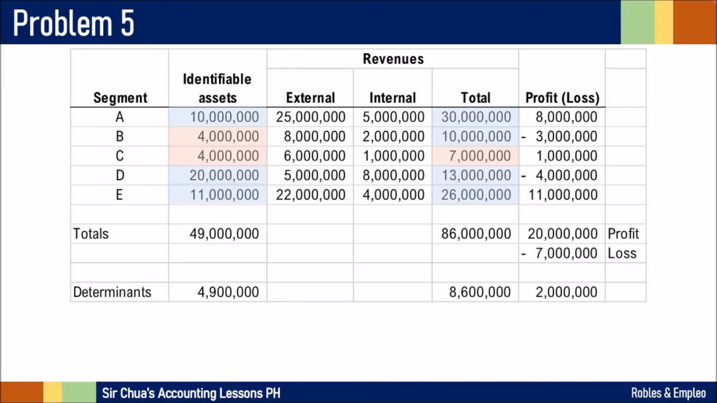Let's try the operating results test. Okay, so your determinant is 2 million at absolute value, 8 million is pasok, 3 million is pasok, 1 million is not pasok, 4 million is pasok, and 11 million is pasok.